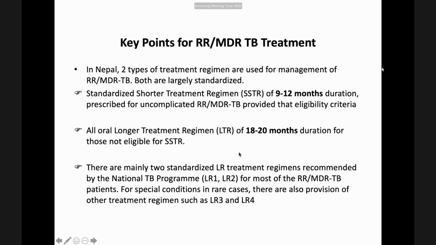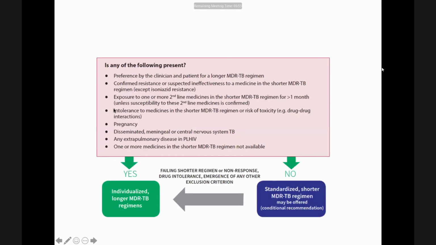Okay, so these are the long regimen treatments. First of all, if MDR-TB is there, we ask this question: is any of the following present? Preference by the clinician and the patient for the longer MDR-TB regimen is one the clinician will choose. Confirmed resistance or suspected ineffectiveness to a medicine in the shorter MDR-TB regimen, except isoniazid; exposure to one or more second-line medicines in the shorter MDR-TB regimen for more than 1 month; intolerance to the medicines in the shorter MDR-TB regimen; or risk of toxicity.